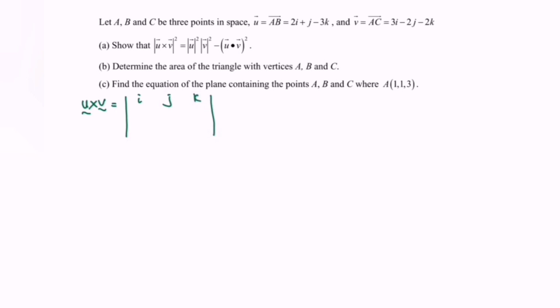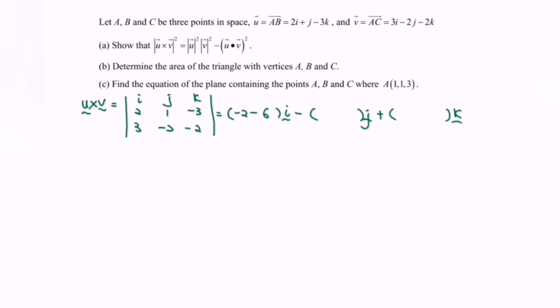Kindly substitute the values of u and v, where we have 2, 1, -3 and 3, -2, -2. So focus on the i. Close up the i, and j cross with the k. So we will have -2 minus, -2 multiplied with -3, and we will have 6.